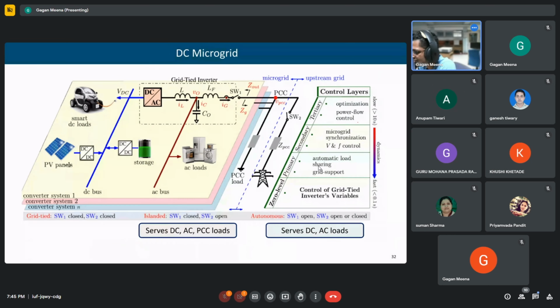So here we can see this is a hybrid AC-DC microgrid. Within this, we have a DC microgrid also. If you see, there are two switches, and the status of these switches will decide whether the microgrid is operating in which of the three modes: islanded, grid connected, or autonomous. If it is grid connected, then both switch S1 and S2 are closed, right?